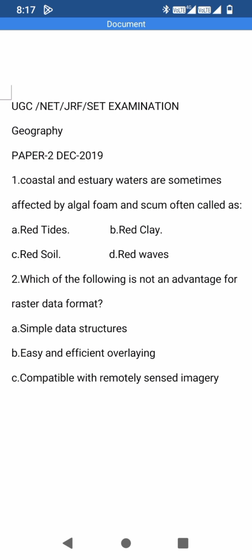The first question that we are going to solve is that the coastal and estuary waters are sometimes affected by algae formation and scum, often called as. Options are red tides, red clay, red soil and red waves. So the correct answer is A, red tides.